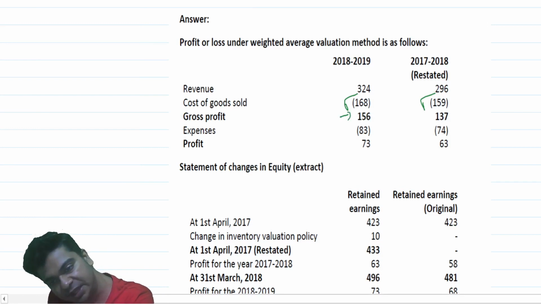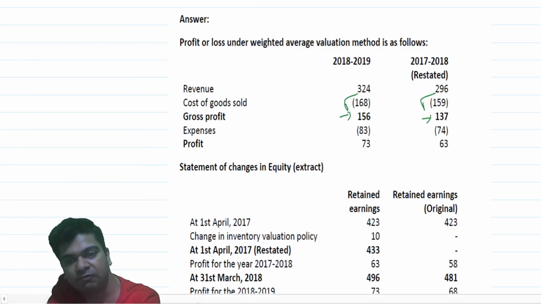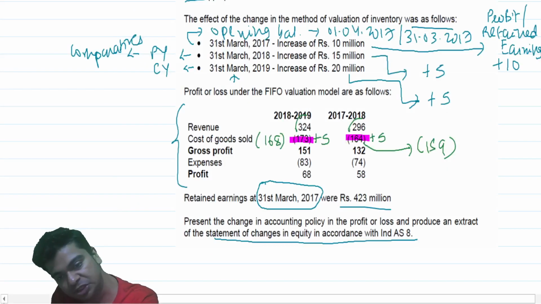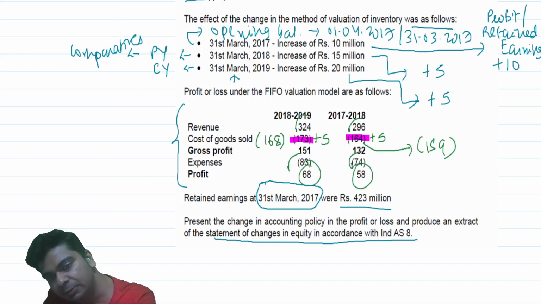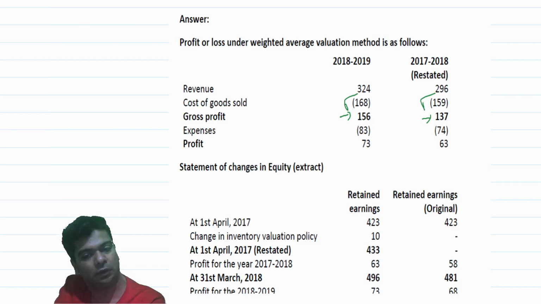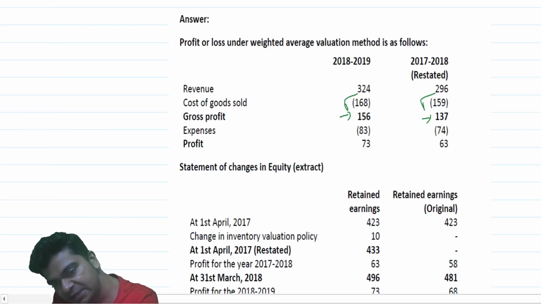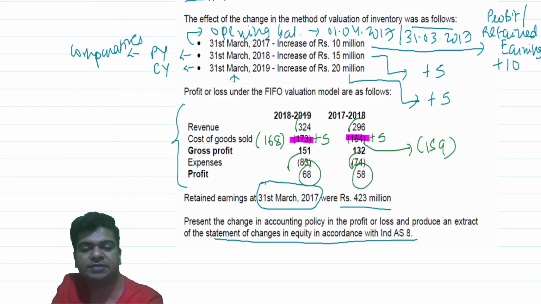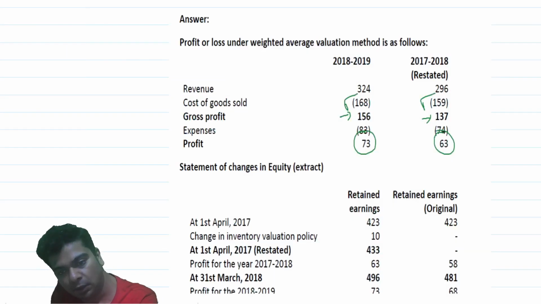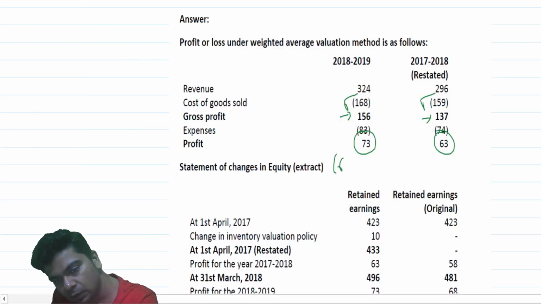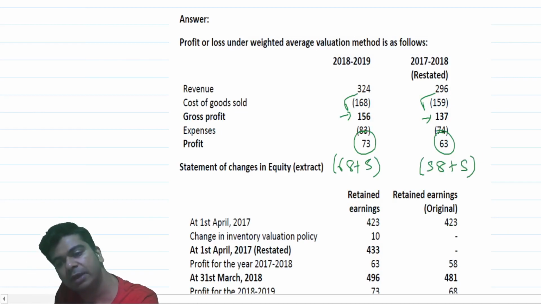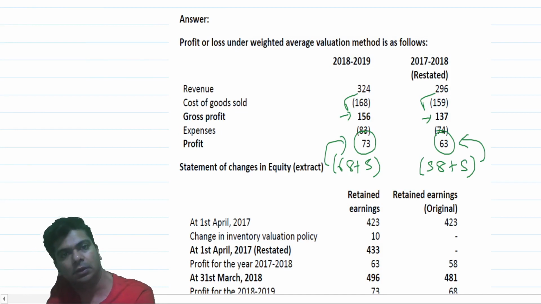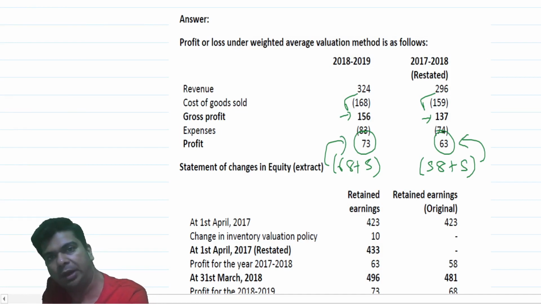This 156 and 137, 83 and 74 is remaining as it is in the question. 83 and 74 as it is. And the profits obviously will be increasing by 5 million each. Hence the profit is becoming 73 here and 63 here. If you see the profit, it was 68 and 58. 68 plus 5 and 58 plus 5. That's how I am getting these new figures. Hope you are comfortable with that.